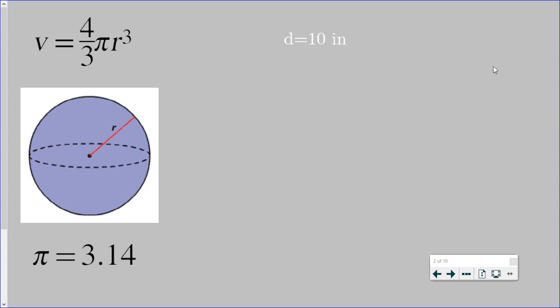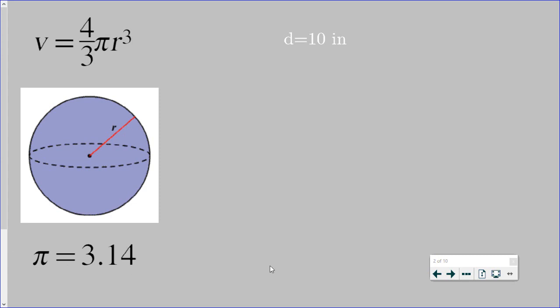Throughout this lesson, just make sure you are using 3.14 as pi. That's what your book does, and all the answers in this video will be based on pi as 3.14, not the pi button on your calculator.